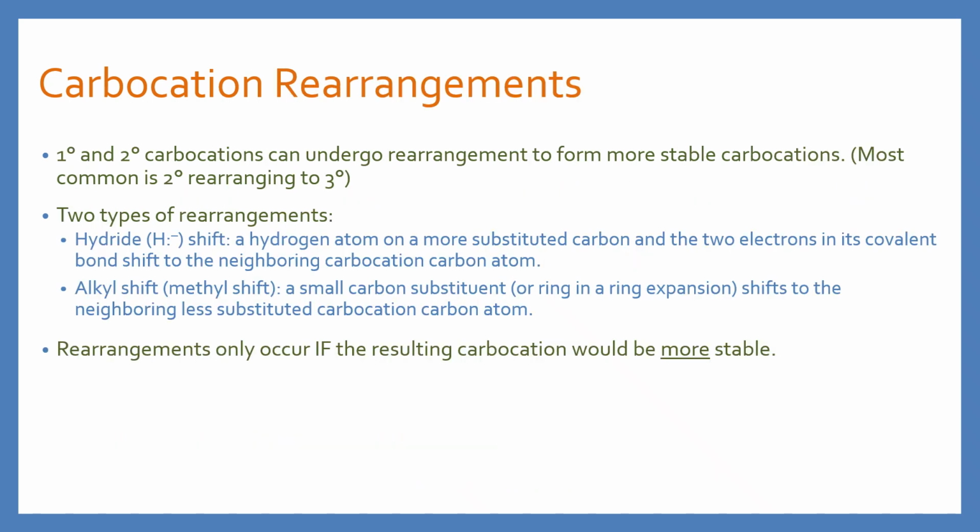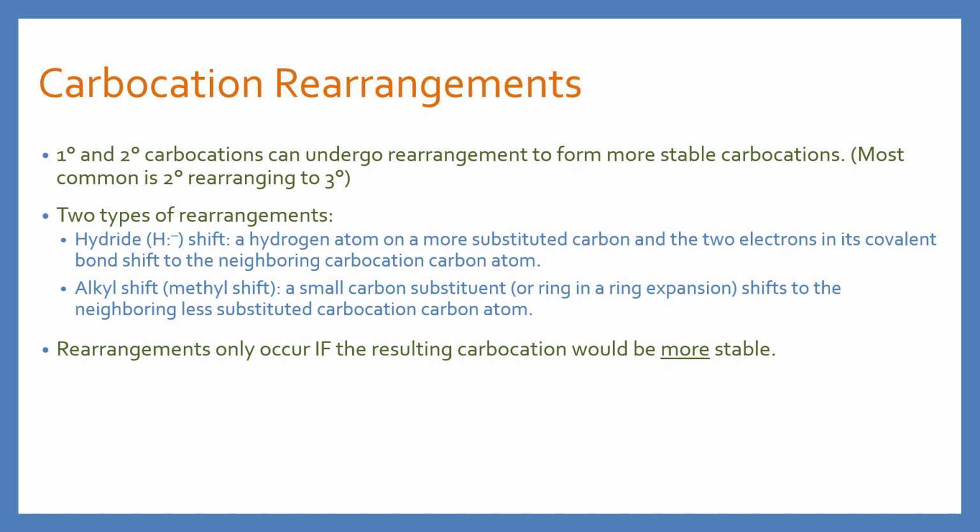Now, because carbocations have this relative stability that we just discussed, it's common for carbocations to undergo what we call a rearrangement. So primary and secondary carbocations can undergo a rearrangement in order to form a more stable carbocation. The most common rearrangement that you'll see is a secondary carbocation rearranging to tertiary. There are two types of rearrangements. The first one is called a hydride shift.